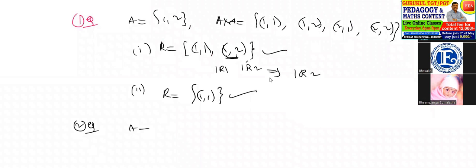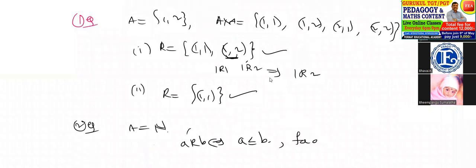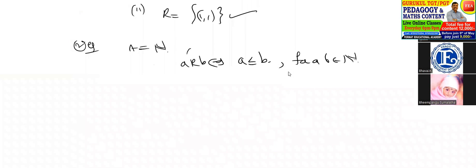Suppose my set A is the natural numbers, and R is my relation defined like this: a is related to b if and only if a is less than or equal to b, for a, b belonging to A, the natural numbers. So the question is, is it reflexive?